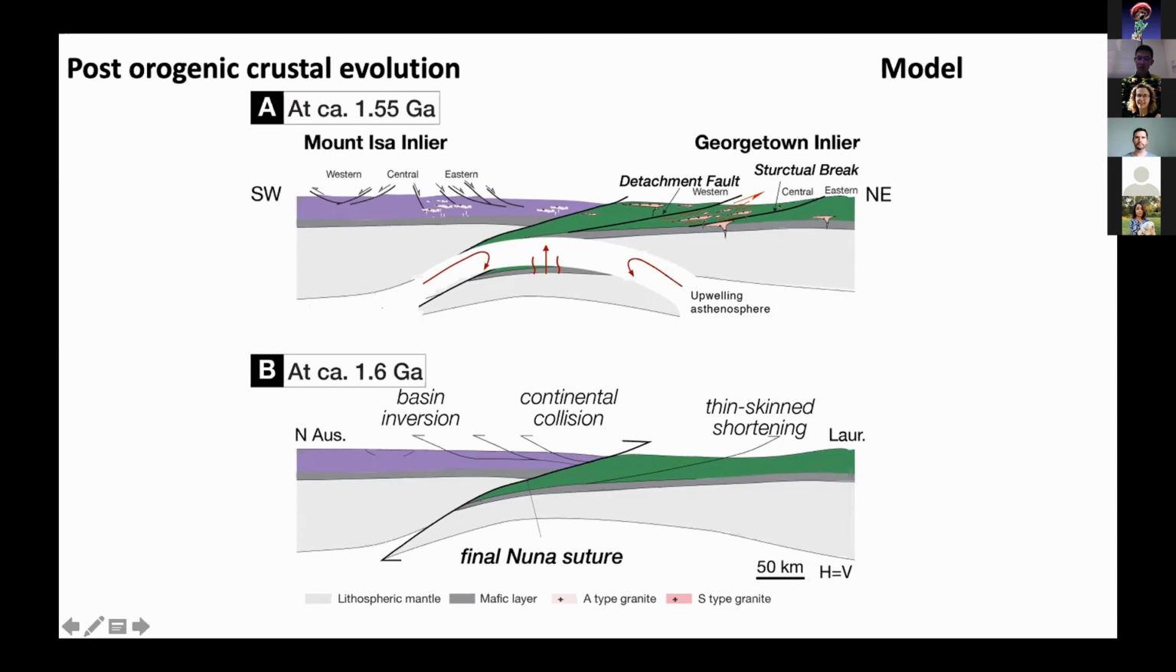And then the structural break between the central and eastern Georgetown inlier, they are just very, very separate. They weren't assumed synchronously.